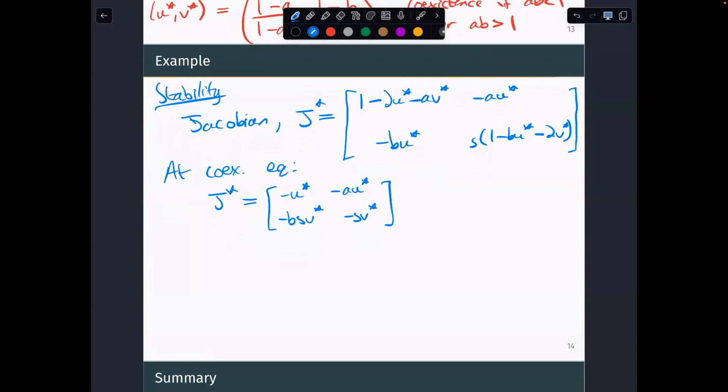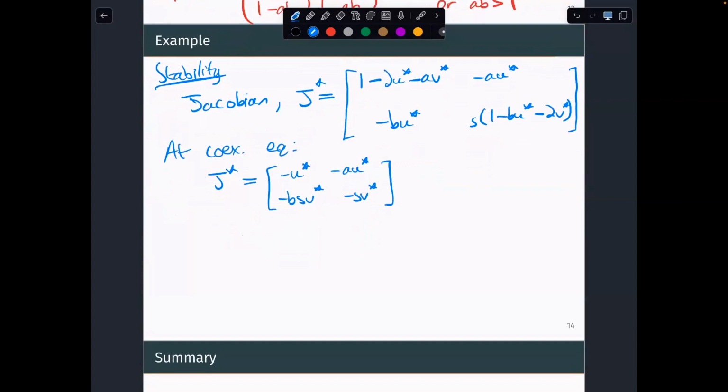Okay, so this is a 2x2 matrix. We can use the Routh-Hurwitz criteria to find out whether this equilibrium is going to be stable or not. So does this matrix have eigenvalues with negative real parts? We just need to look at the trace. The trace of our Jacobian is going to be minus U star minus SV star. U star and V star are positive, as is S. So this is going to be negative.